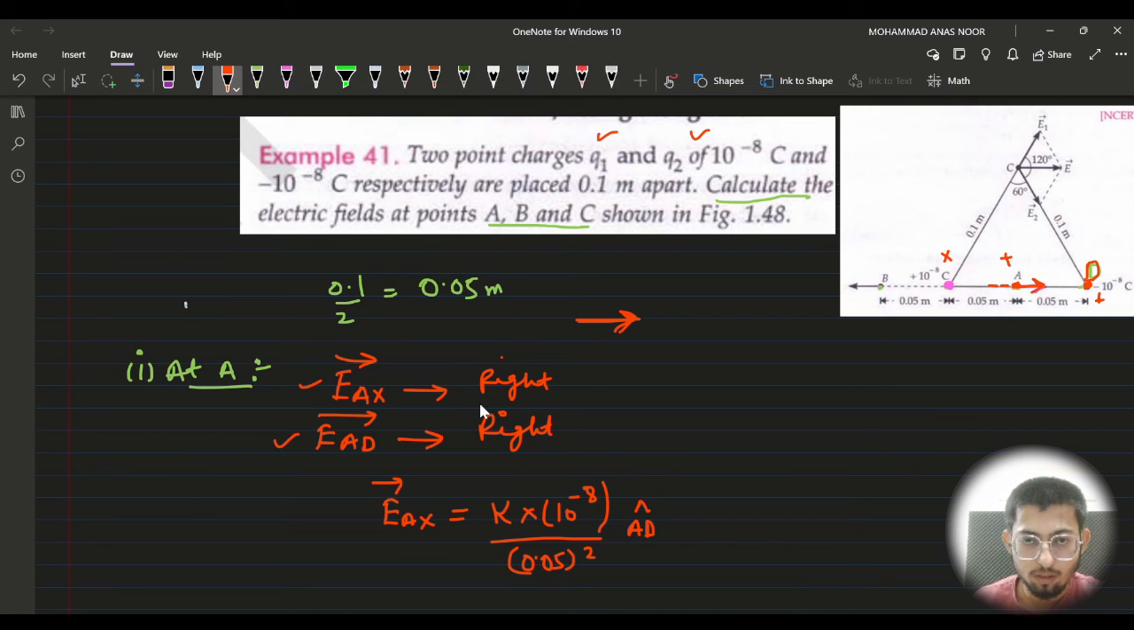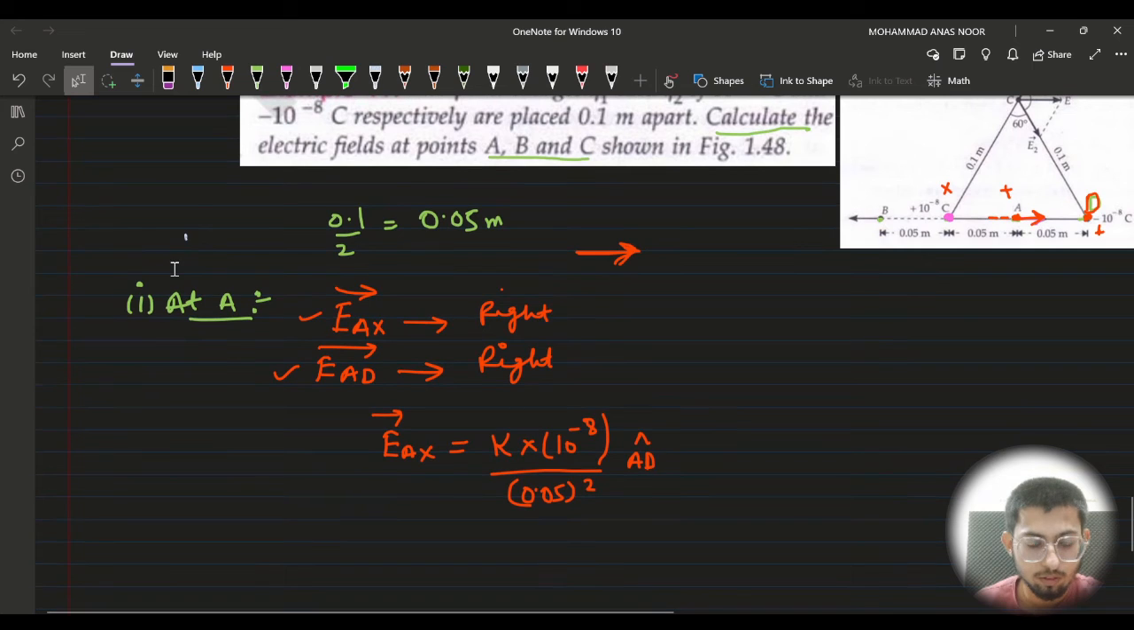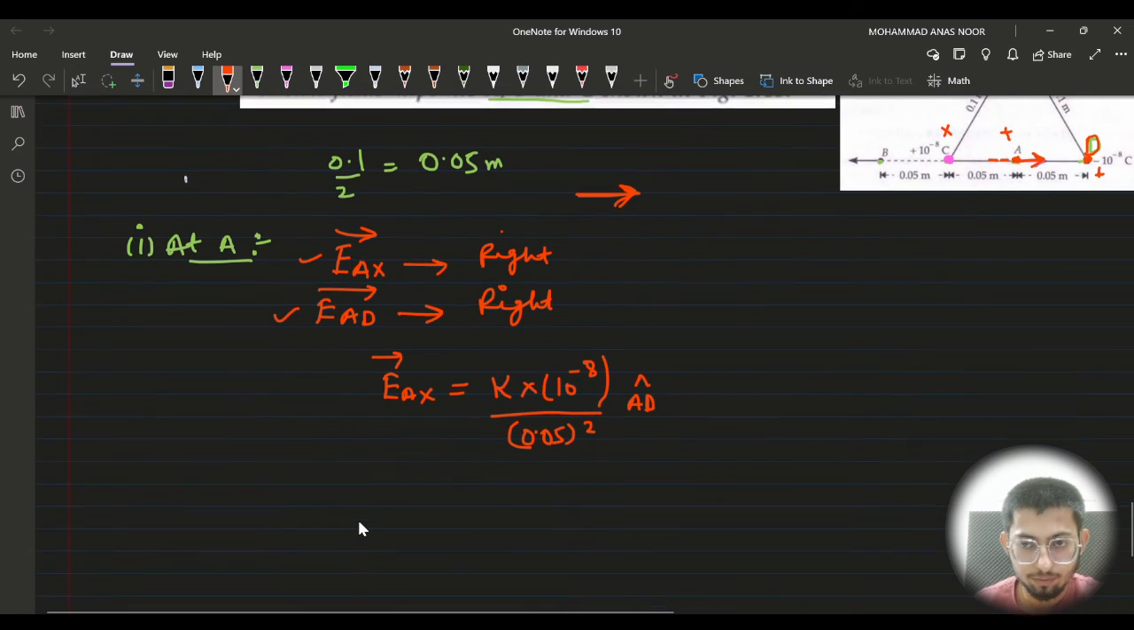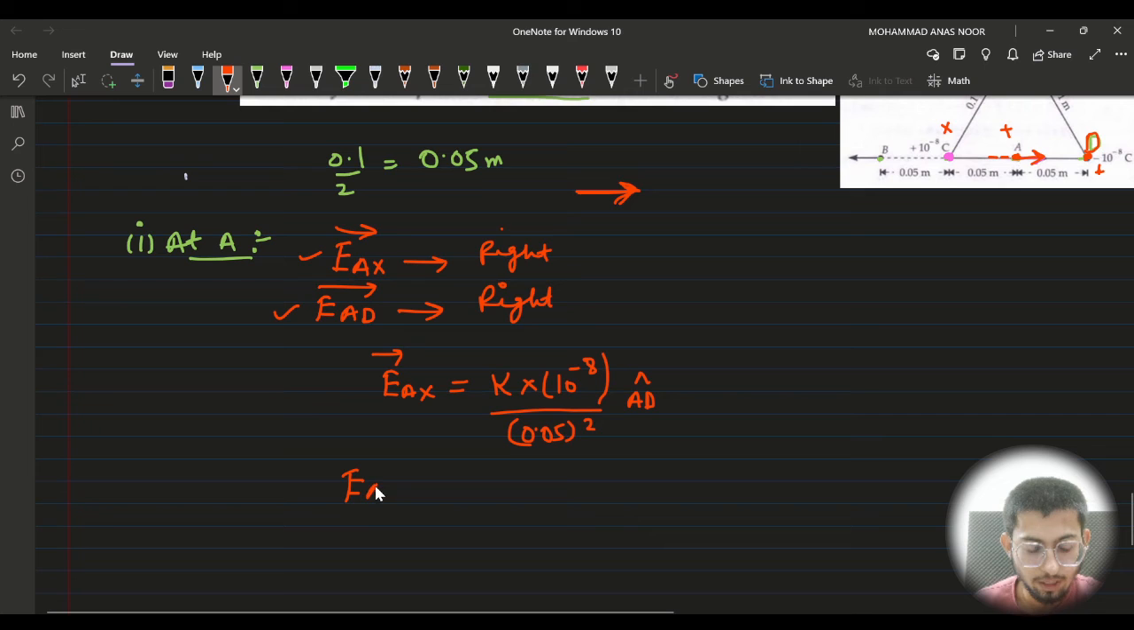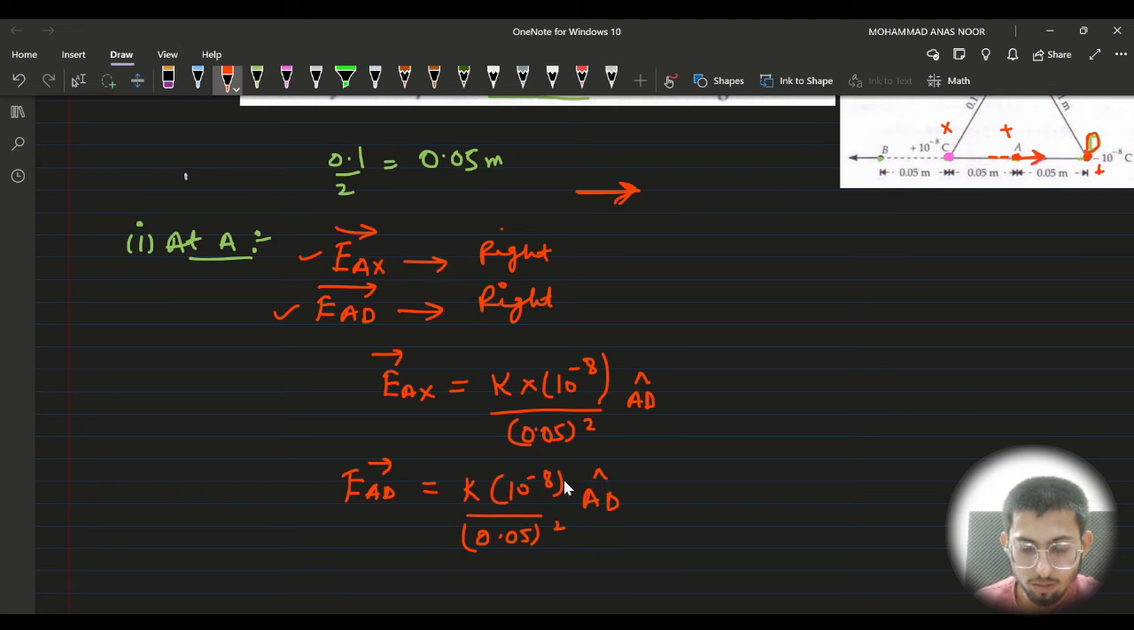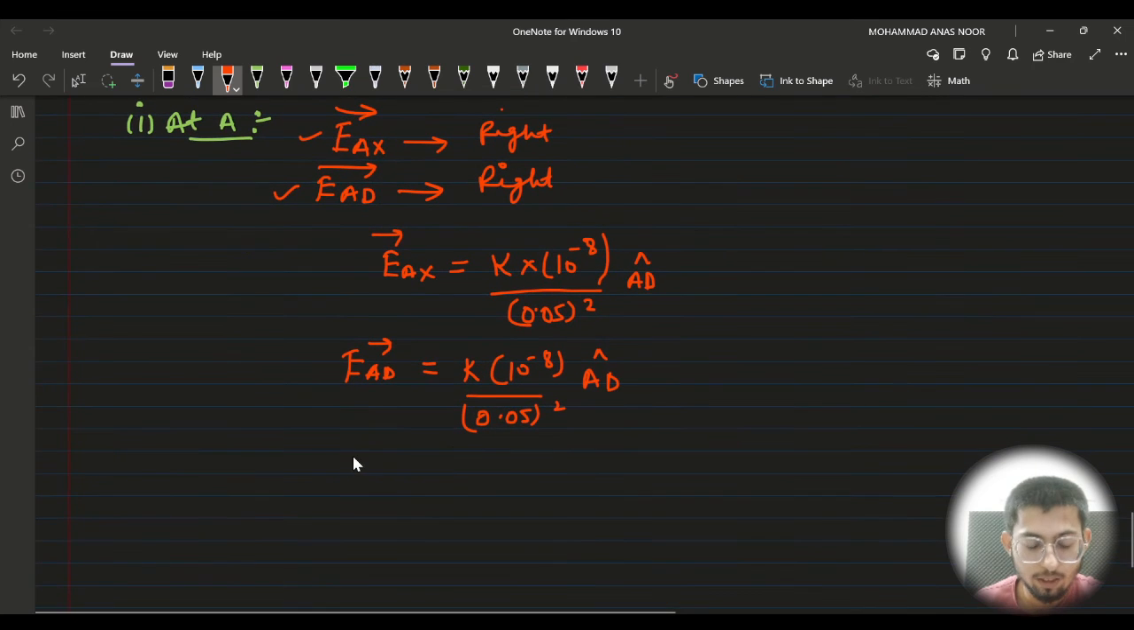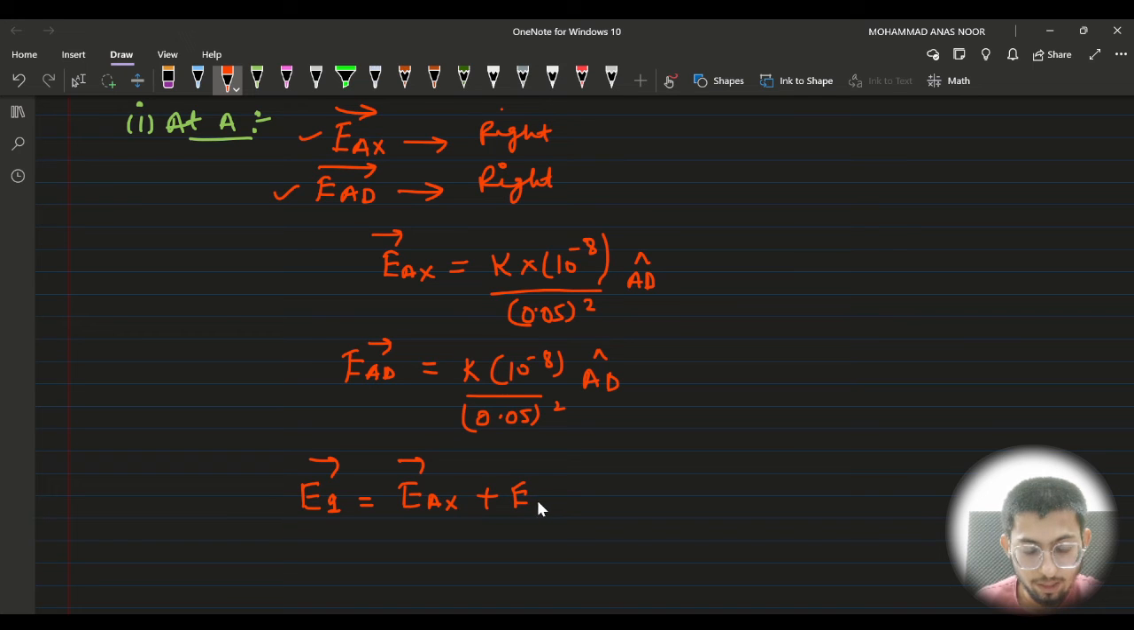Now next is EAD, right? EAD would be, yes, Q, again the same Q, divided by R square, and the direction would be the same this time around also. So the net electric field at A, let's say this is E1, okay? So this would be the addition of both of these electric fields, EAD and EAX, right?